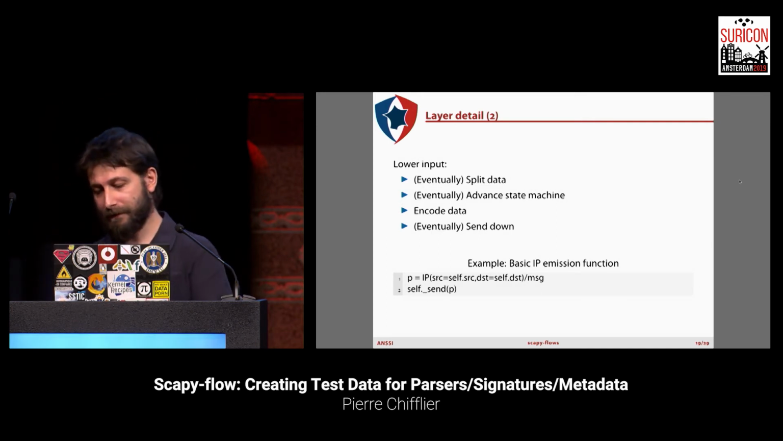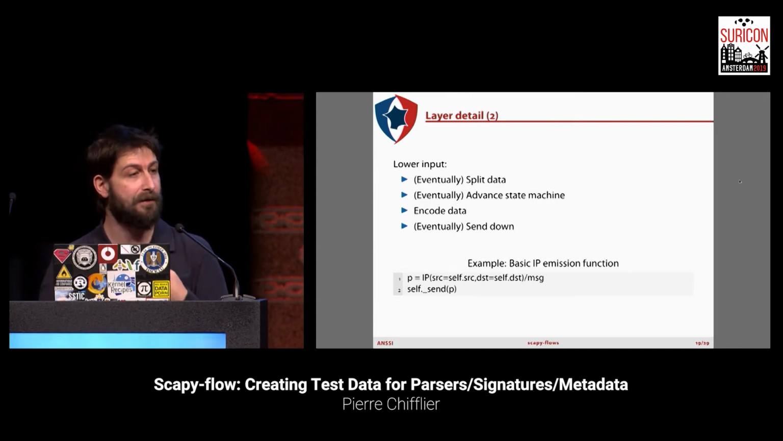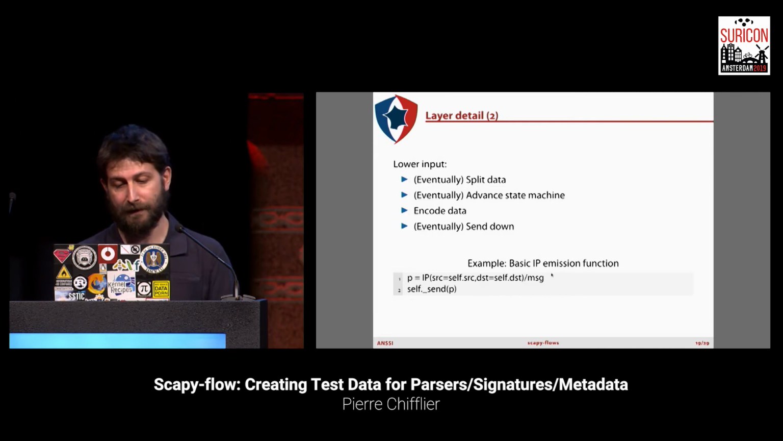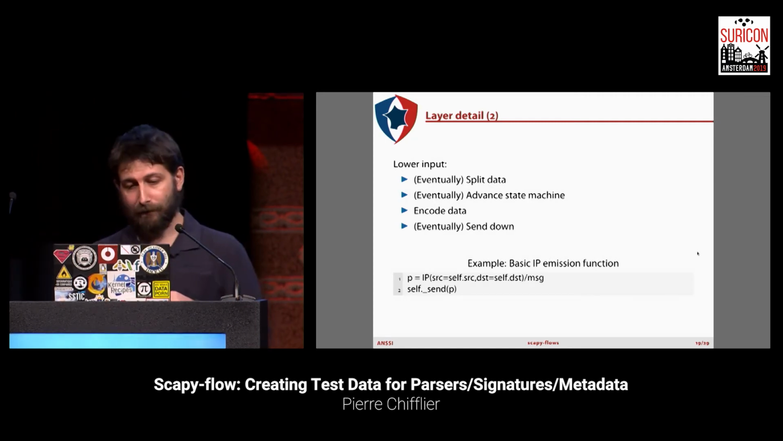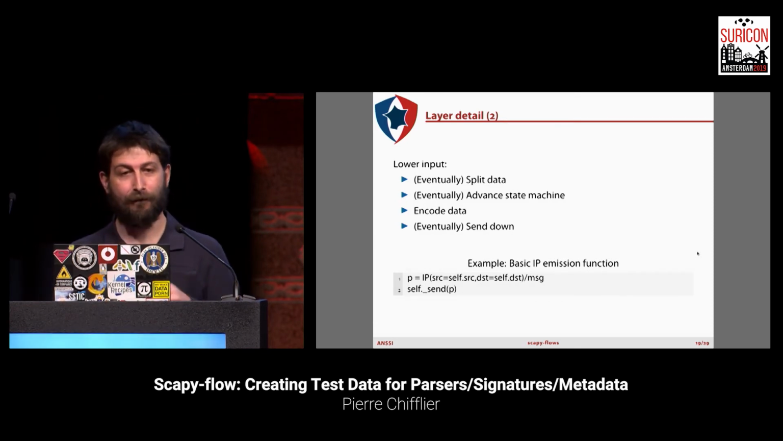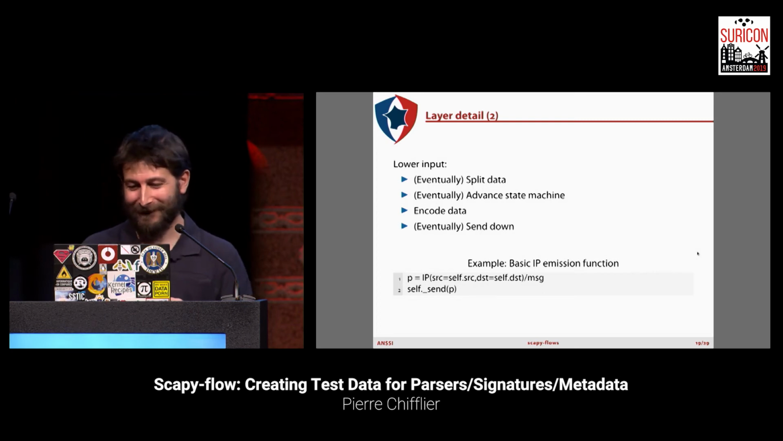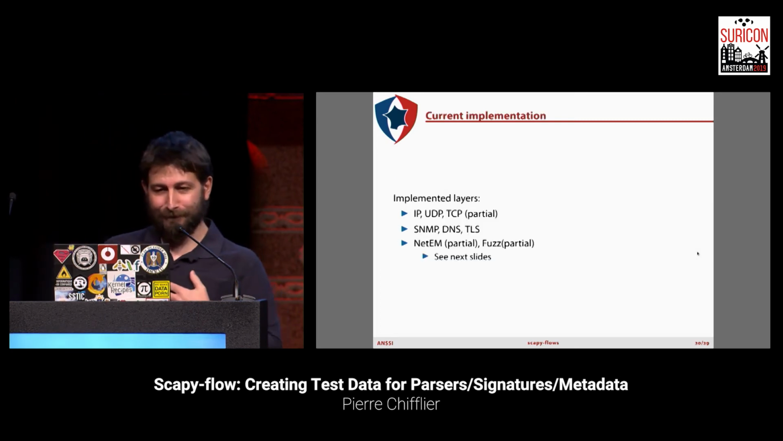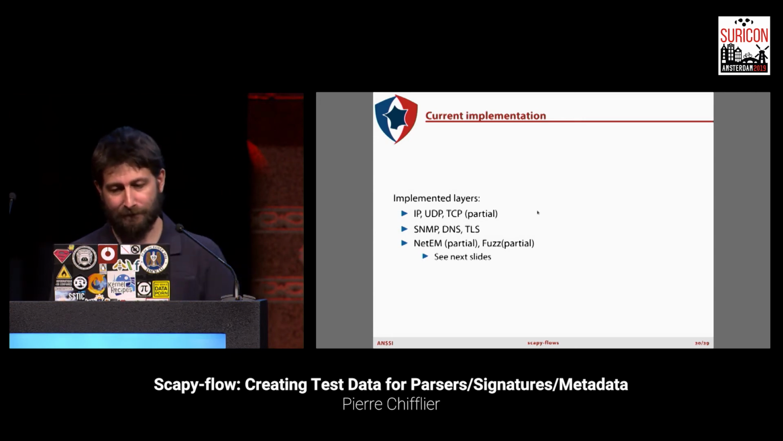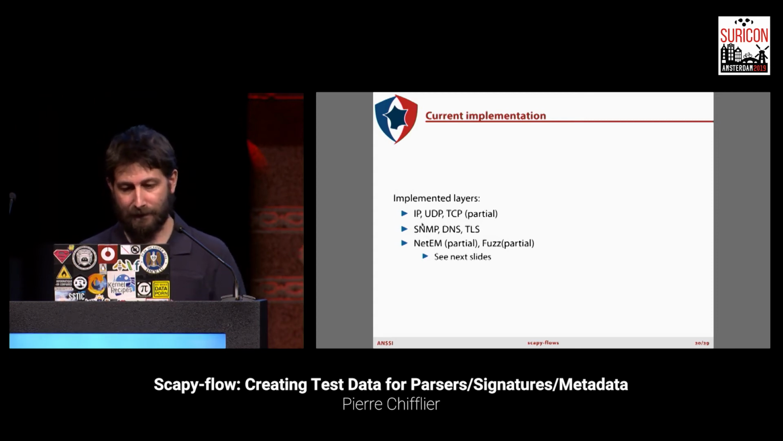And on the other way, to send data back, you just have to encapsulate the message you receive into your layer. So this is done using one simple line here, which is you create the IP header and just add the message right after. So as you can see, it's very, very easy. Well, at least it seems, because when you have to deal with fragmentation, segmentation, and so on, it becomes much more fun. But it is what works. So what's currently implemented? Some basic protocols you have to use. I forgot Ethernet, of course, SNMP, DNS, TLS. And I'll talk about that in the next slide.